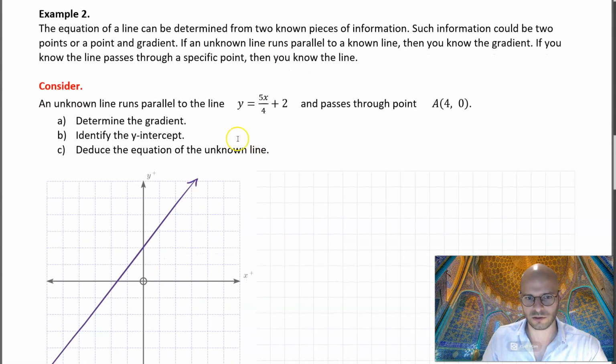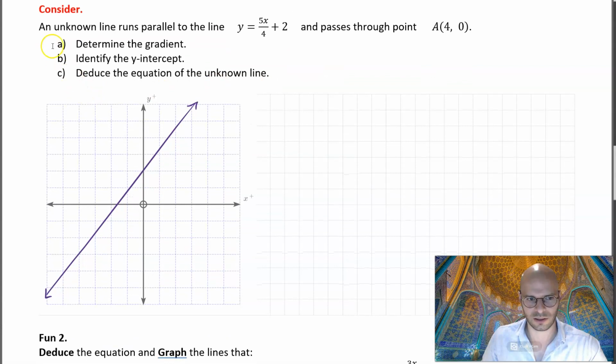The equation of a line can be determined from 2 known pieces of information. Such information could be 2 points or a point and a gradient. If an unknown line runs parallel to a known line, then you know the gradient. If you know the line passes through a specific point, then you know the line.